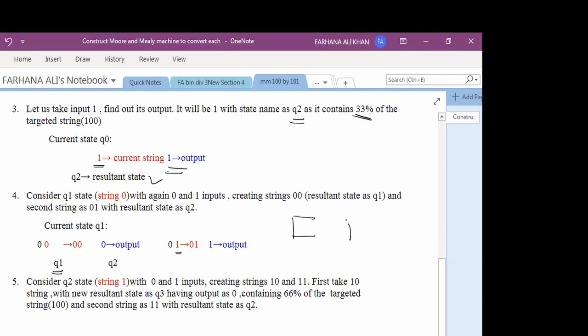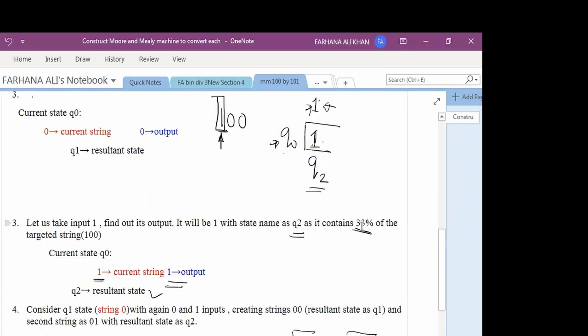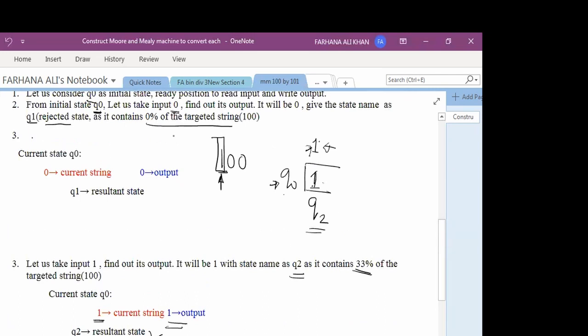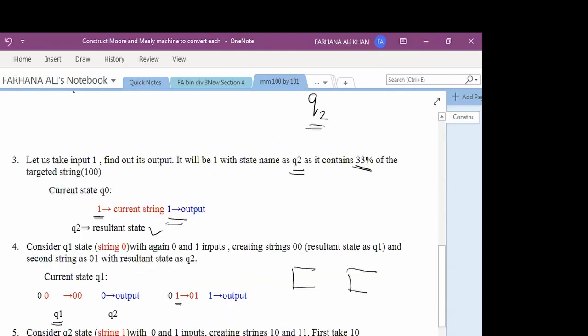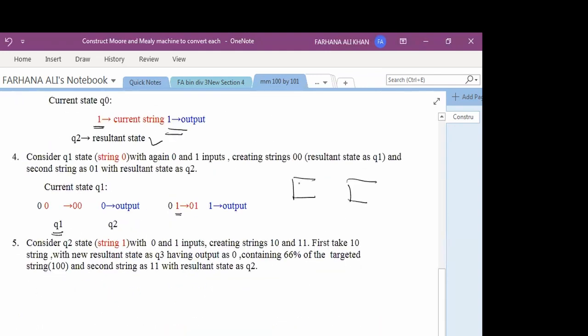This is the Q1 state. So what is the Q1 state? I can find out from your previous step. Q1 is the state that is considering the input symbol 0. So Q1 is representing input string 0. Let me write it down in one space. This is the input string 0, which is known by the name Q1. Q1 is the current state now having the input symbol 0.